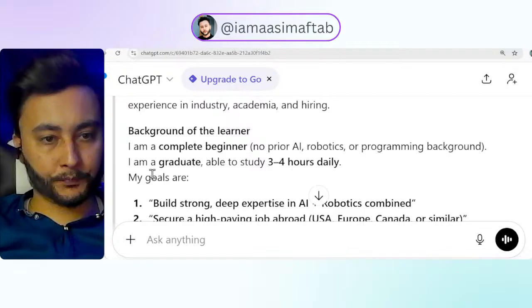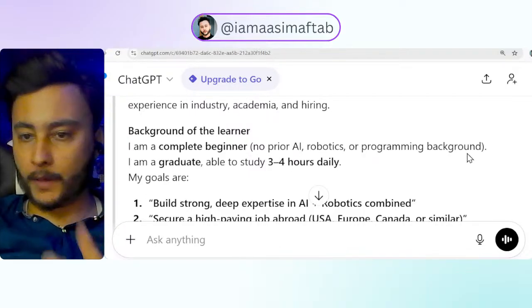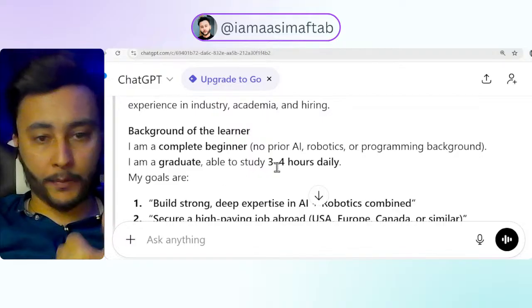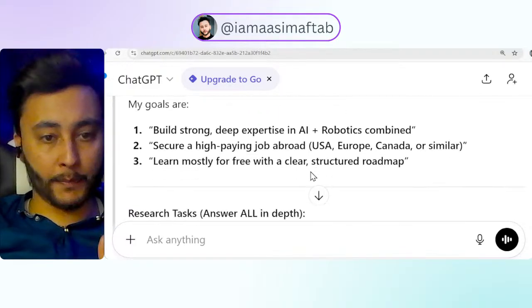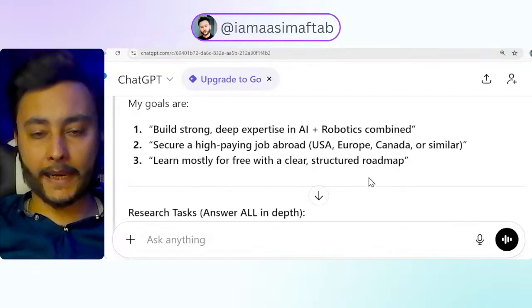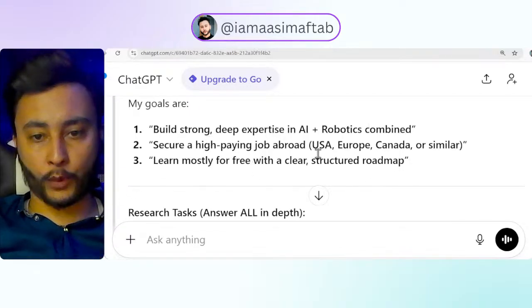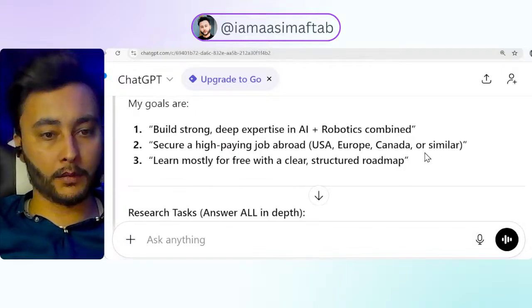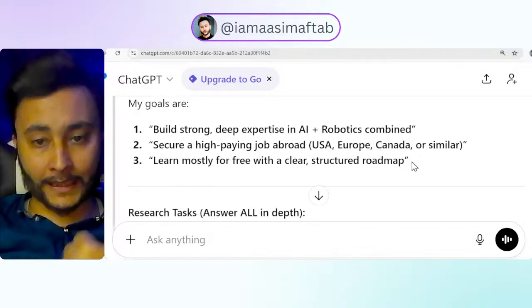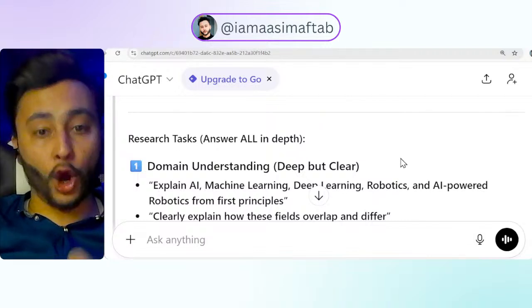Background of the learner: I am a complete beginner, no prior AI, robotics, or programming background. I am a graduate able to study 3 to 4 hours daily. My goals are to build strong, deep expertise in AI plus robotics combined, secure a high paying job abroad, USA, Europe, Canada, or similar, and learn mostly for free with a clear structured roadmap, research task, answer all in depth.